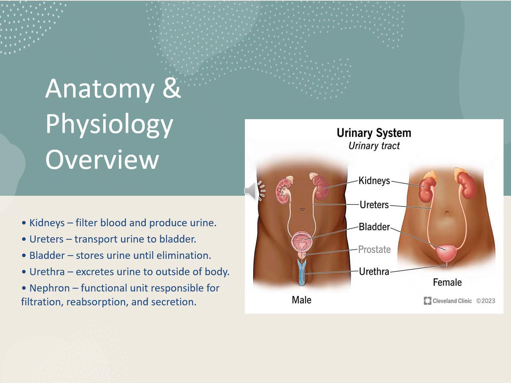Then we have our nephron. The nephron we're going to discuss is the functional unit that's responsible for filtration. It's responsible for reabsorption and secretion. So it helps with fluid and electrolyte balance and helps with secretion of those waste products in the urinary system as well.